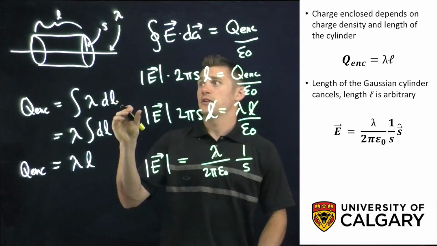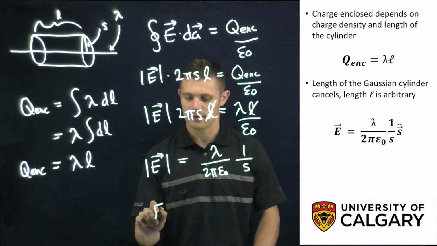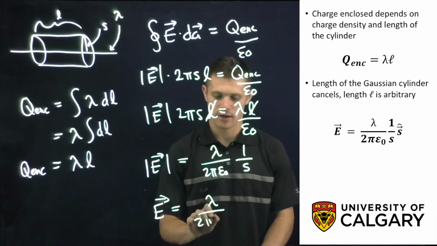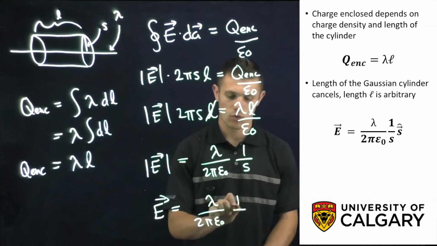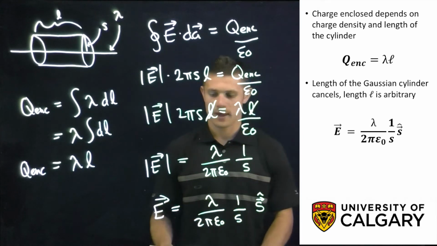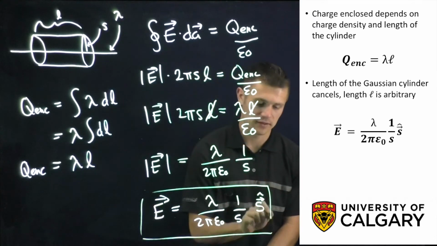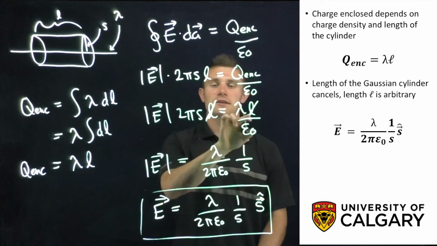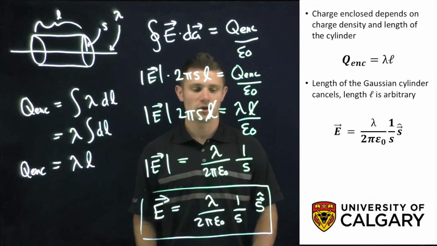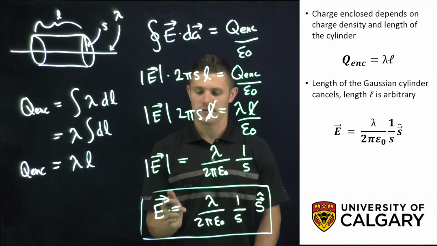So we, at the beginning of the video, said that the electric field is going to be radial in all directions. So we find the final electric field is lambda over 2 pi epsilon naught, 1 over S, and then our radial unit vector S hat. And one interesting thing to note is that the L's canceled on either side. So that means that the length of our Gaussian surface that we chose doesn't matter for the problem, and the infinite line of charge is going to have this electric field.